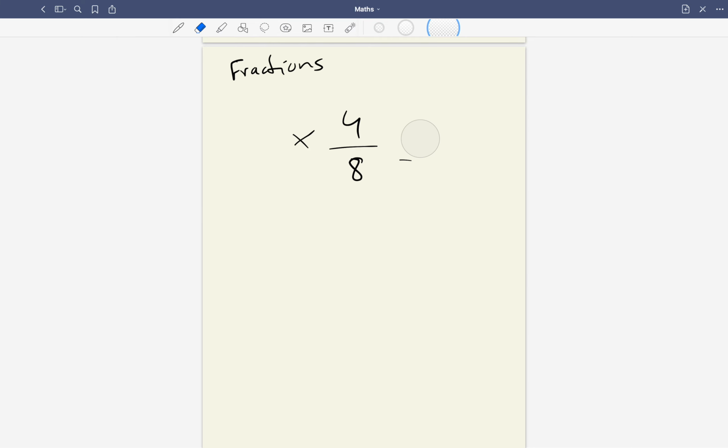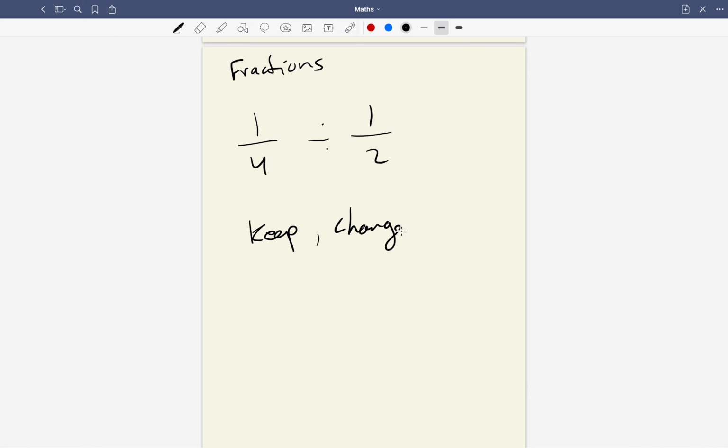And that is how you multiply fractions. Now, the last little thing I want to go over is what we call keep, change, flip, which is what you use to divide. So if I've got a quarter divided by a half, what we do is keep, change, flip. So the way this works is we take the one on the left, so this fraction here, we keep it the same, so we've got a quarter.